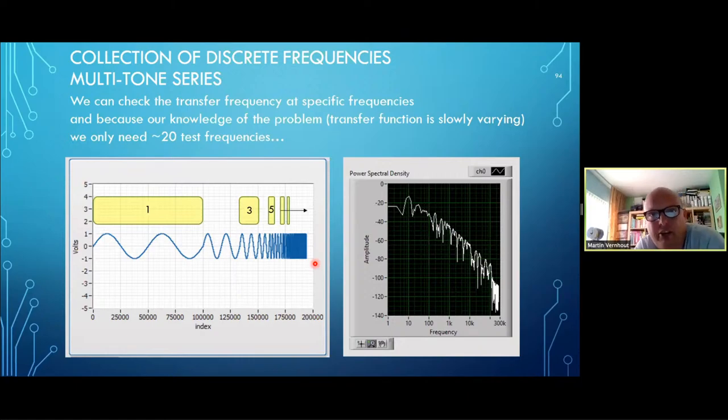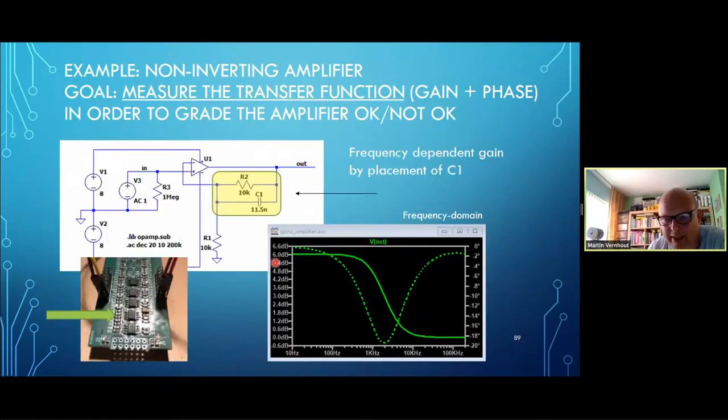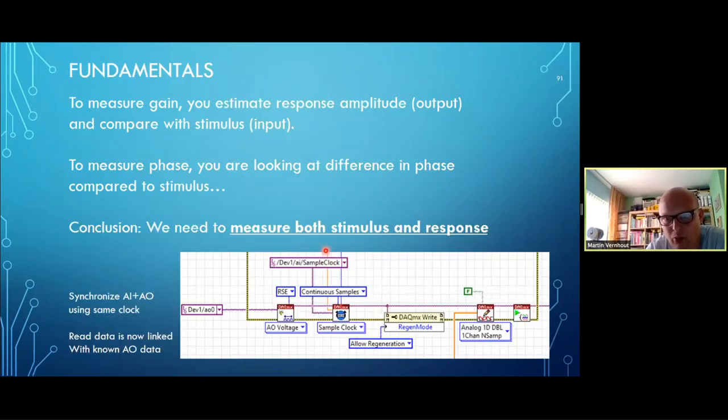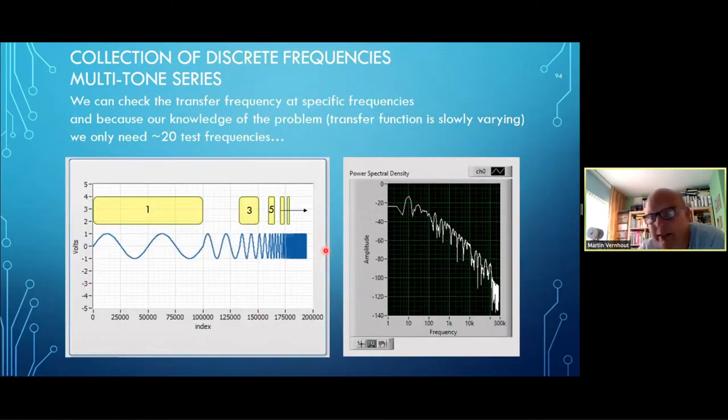So the first solution would be very simple. The first solution is I create a discrete set of frequencies, and it's called a multi-tone series. So my waveform, which I'm going to generate, is a couple of sine waves, then for a different frequency, again a couple of sine waves, a third frequency, again a couple of sine waves. And because we know that the transfer function looks like this, we don't need all the points. We just need enough points so they can be connected by linear interpolation and it looks the same as the transfer function. So maybe only 20 test frequencies are needed.